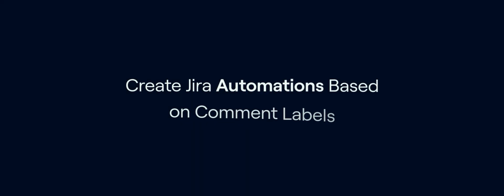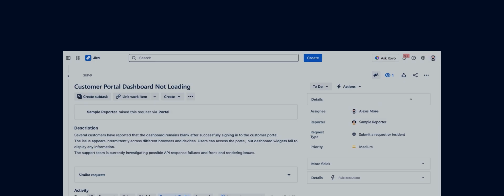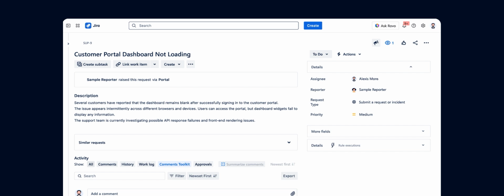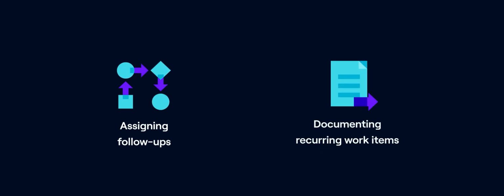Hi, today we'll walk you through how to create custom Jira automations using comment labels as triggers. Comment labels are simple tags on comments that turn your discussions into actionable workflows. From assigning follow-ups to documenting recurring work items, there's a lot you can do with them.